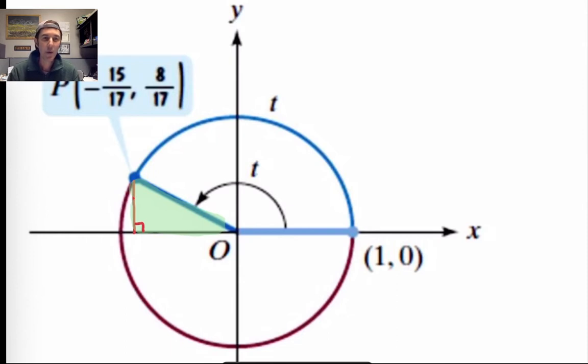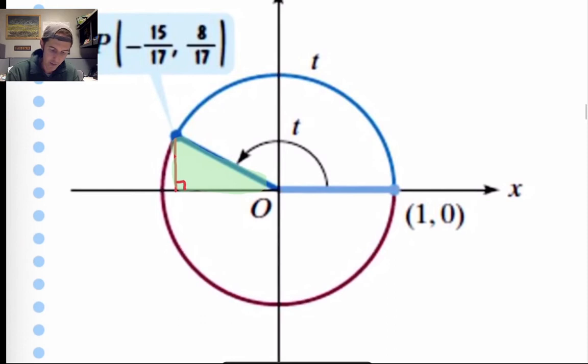Labeling our side lengths, point P is located at, the x-coordinate is negative 15/17, so we've moved from the origin to the left in the negative direction, 15/17. So we're actually going to label that side as having a length of negative 15/17. The negative is important. It pointed us in the negative direction, so we've got to keep it with us.